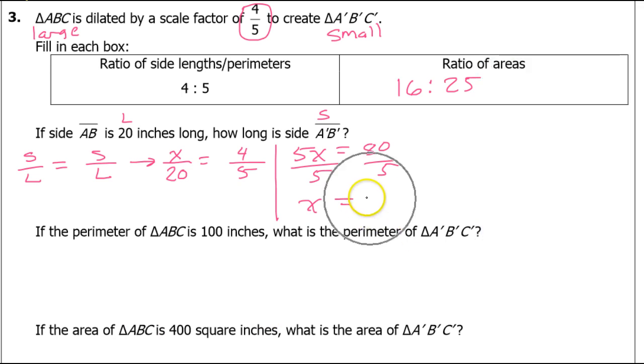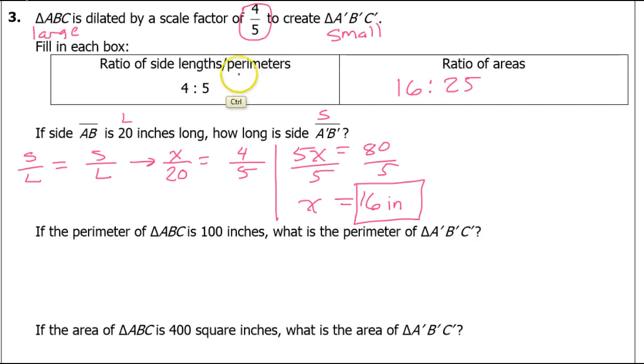Which turns out to be 16. Okay, did they give us units? Inches. So let's see, 16 inches. Okay, if the perimeter of ABC is 100, what's the perimeter of A prime, B prime, C prime?